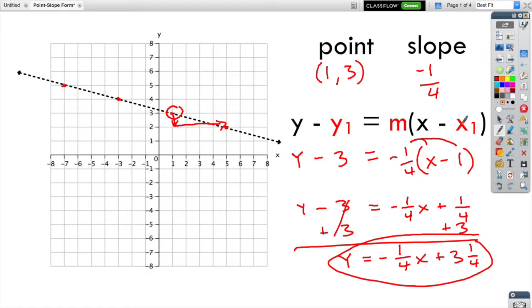Okay, so this is another format which you want to have committed to memory. Y minus y1 equals m, the slope, times x minus x1, where m is the slope and x1 and y1 are a point.